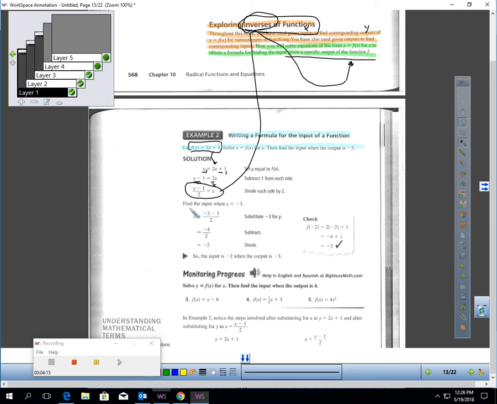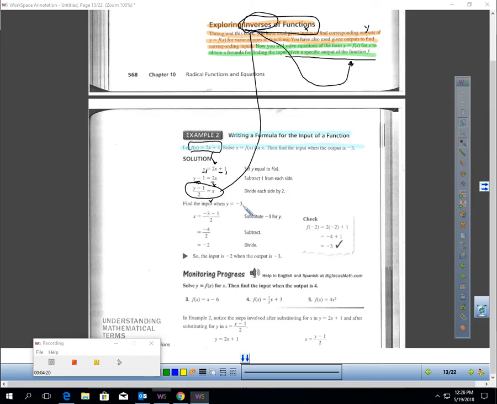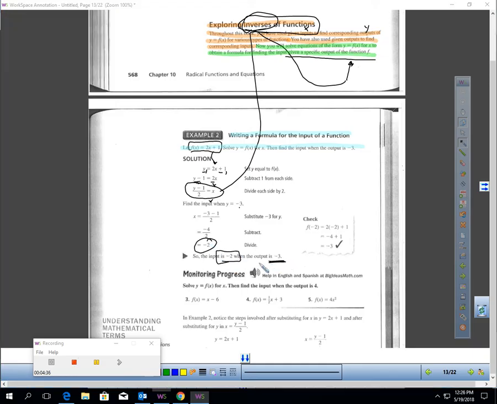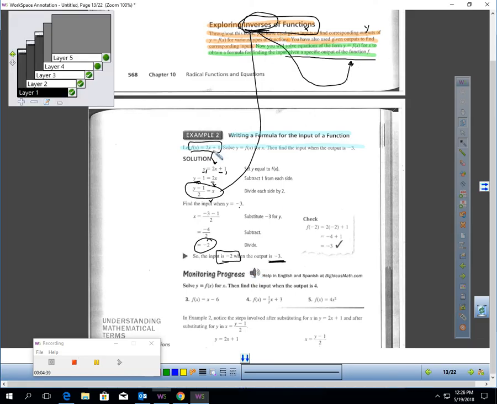Find the input, find x when y is -3. Well, that's easy now. Take -3 and plug it in where you see y. So (-3 minus 1) on top divided by 2 would give me x. That's -4 over 2. x is -2. So if the output's -3, the input must have been -2. To find the inverse, you just have to solve for x.